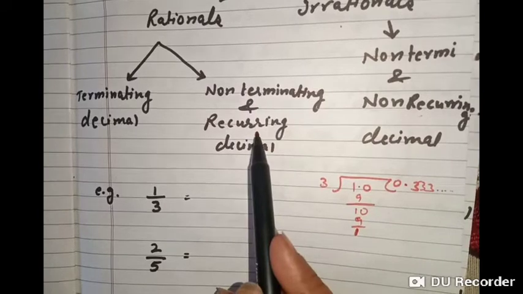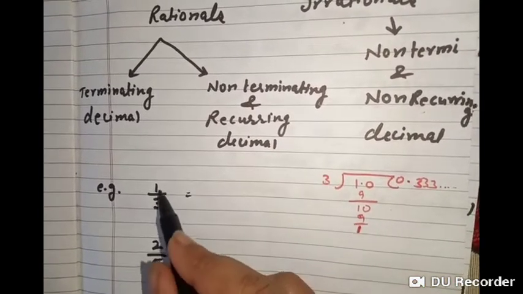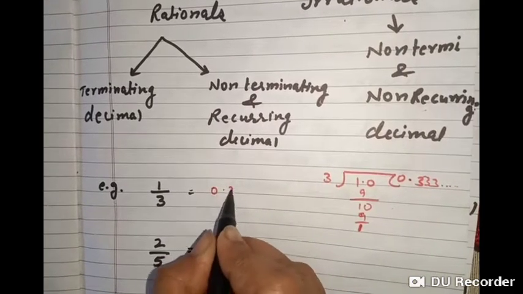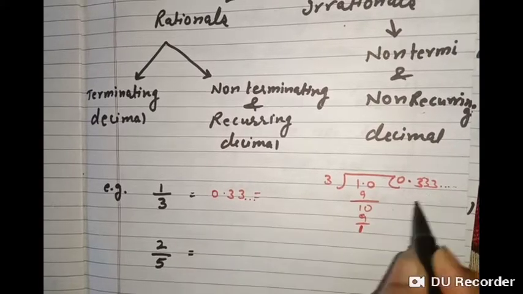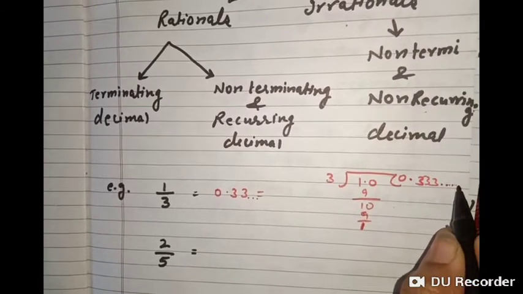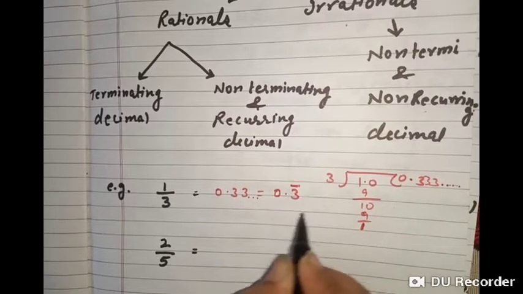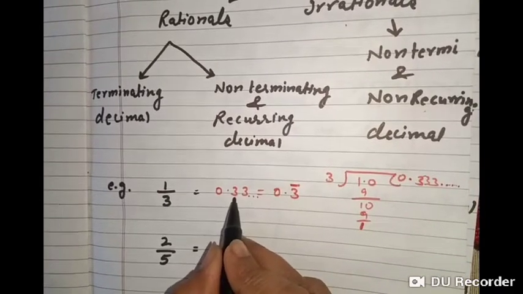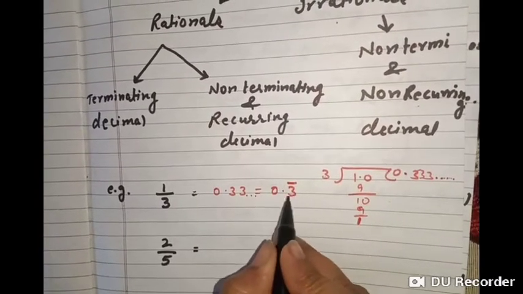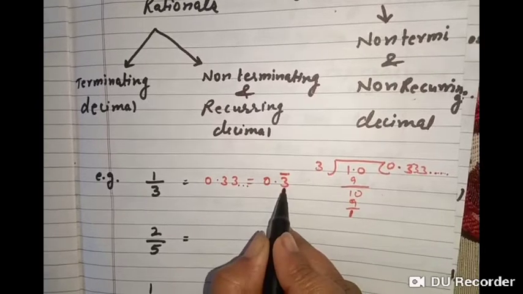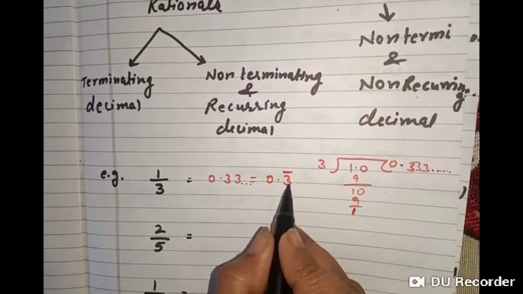And what is the meaning of recurring or repeating? You can see easily that when I am dividing 1 by 3, I am getting 0.33 again and again. And the meaning of this dot is that it does not end. And we can write this as 0.3 bar. Bar means the digit or the digits which are repeating again and again. So what is repeating here? Only 3 is repeating again and again. That's why we have written 0.3 bar.